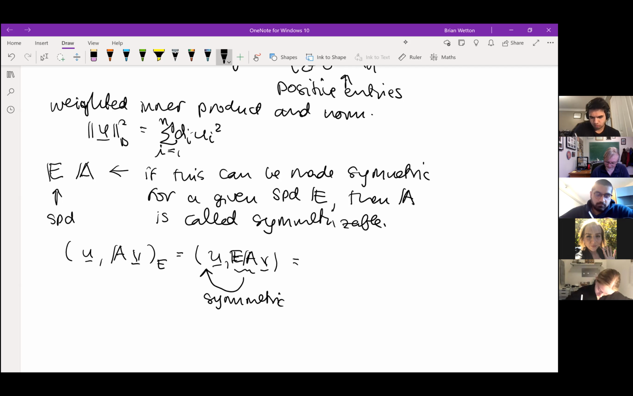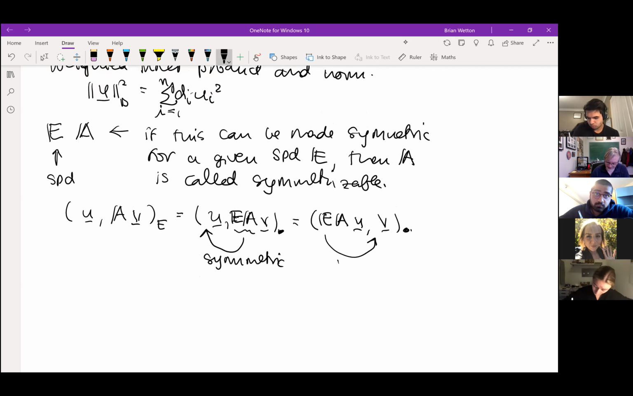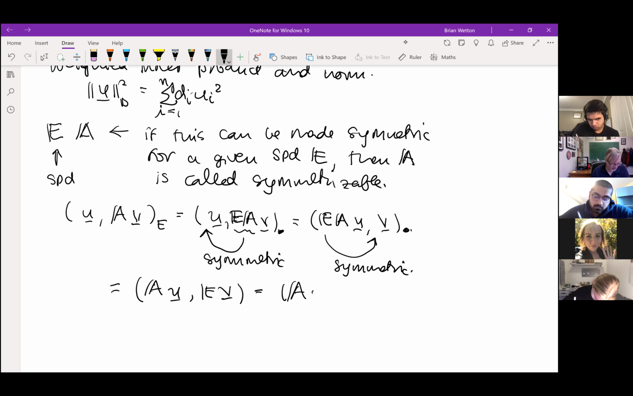The whole thing is symmetric. So I'm going to have E times A times UV in the usual inner product. I'll put a little dot here to indicate it's not the new inner product, it's the old one. This one is symmetric, so I can move it to the other side, right? And this is just A times U inner product with V in the E inner product.